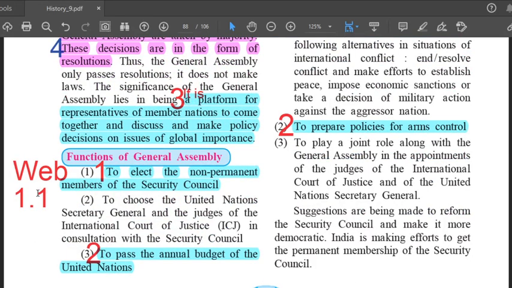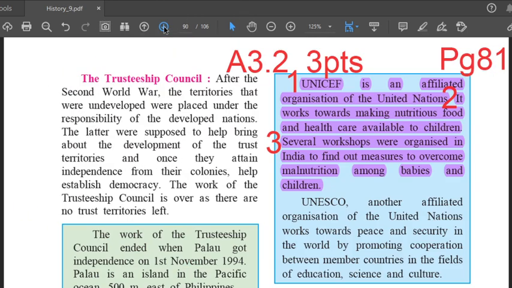Here, Web 1.1. So this is the first function of the General Assembly, to elect the non-permanent members of the Security Council. That is page number 79, left hand side, last paragraph. It's highlighted in pink. Functions of the General Assembly. First point is the first function. Okay. Then your second point is the last line on the same page, to pass the annual budget of the United Nations. So these are the two functions of the General Assembly.